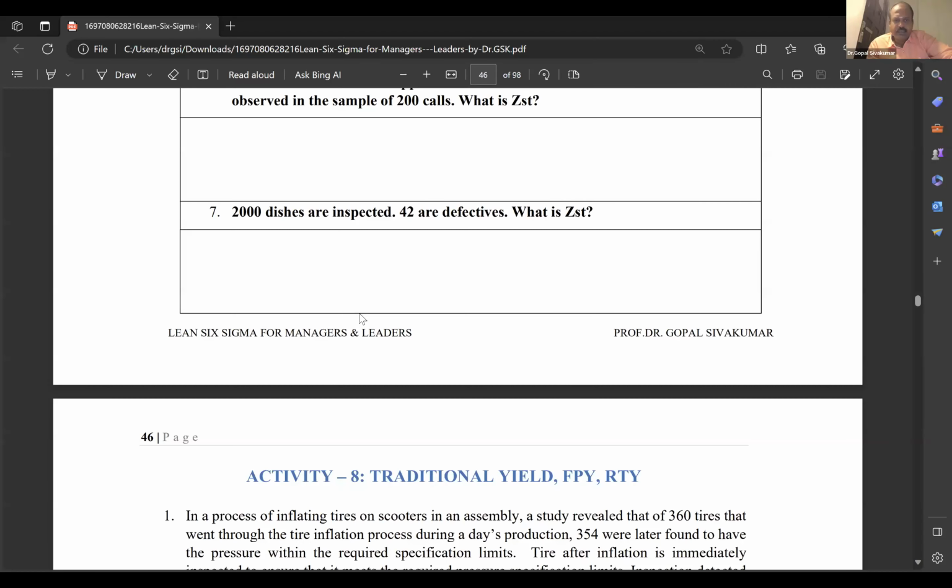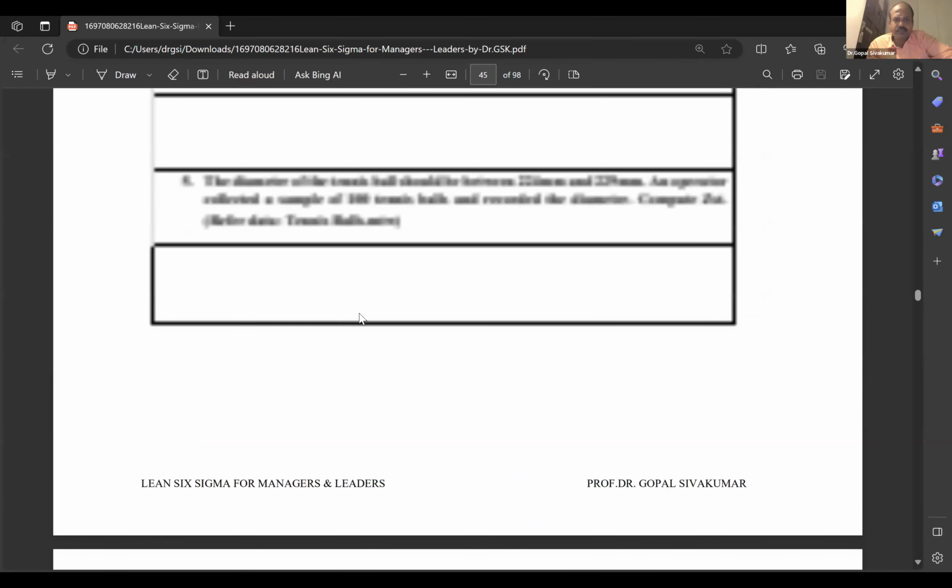Now there is an exercise you all have to do for Cp/Cpk also. I will just show you with your workbook, I mean, with our activity sheet. So I am just sharing. So this is activity number.